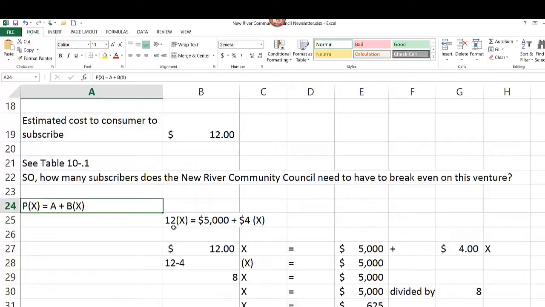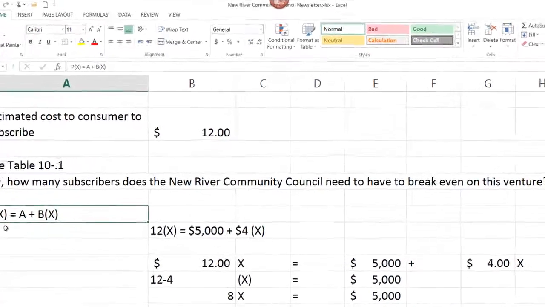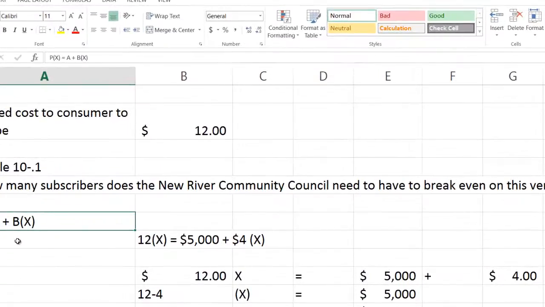Okay, so what we've got here is, how do you translate that into the numbers that we have? So it's here, 12 of X. We're trying to find X. X is the number of subscriptions. $12 for each subscriber equals $5,000, that's our fixed cost, plus $4 per subscriber.